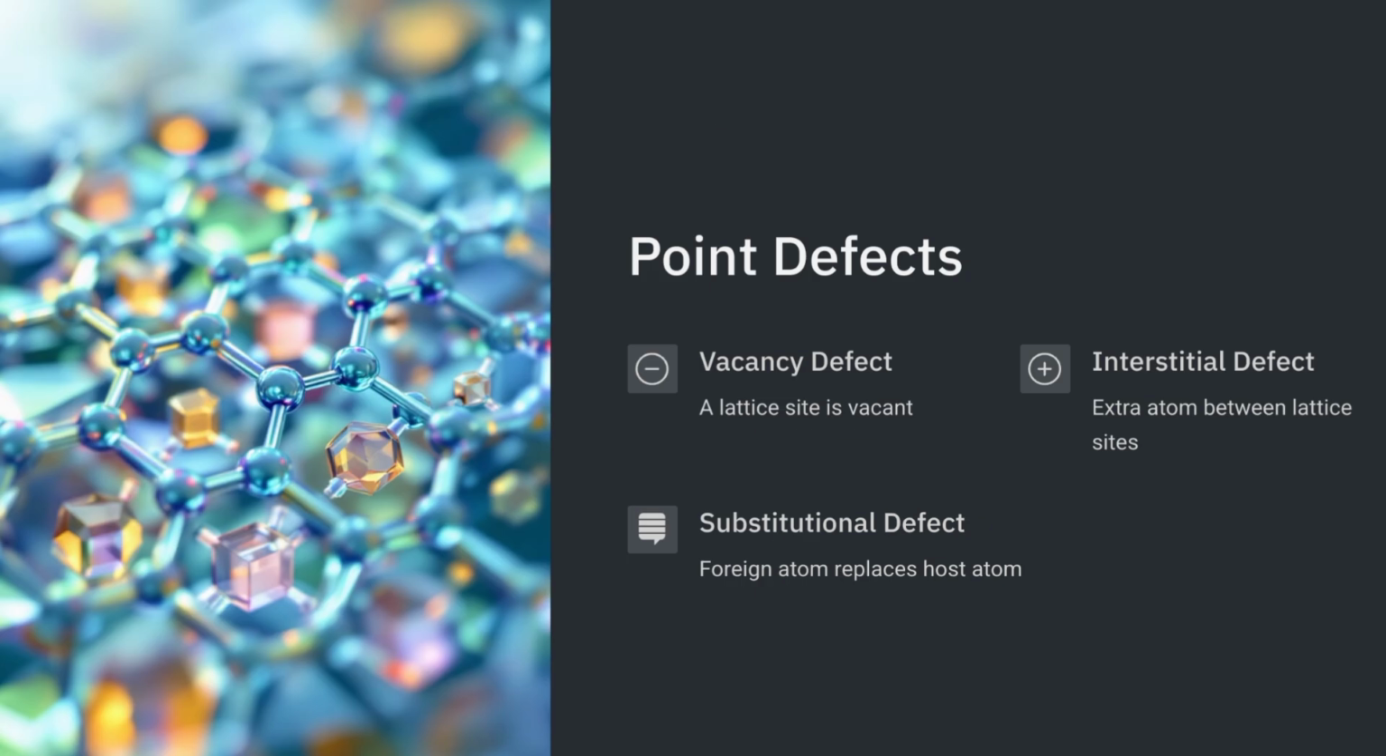Point defects occur at or around a single atom position. There are three major types. A vacancy defect happens when an atom is missing from its place. In an interstitial defect, an extra atom is crammed into the space between regular atoms. And in a substitutional defect, a different kind of atom takes the place of a regular one. These tiny imperfections can influence conductivity and diffusion.